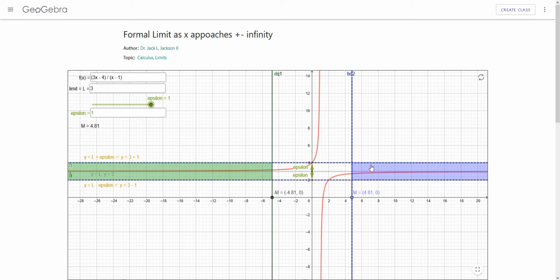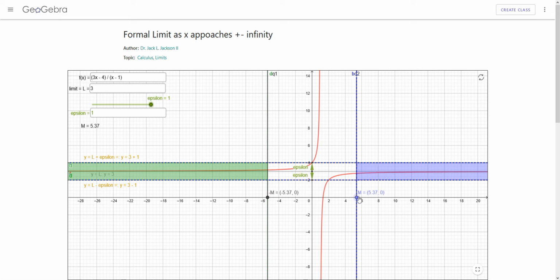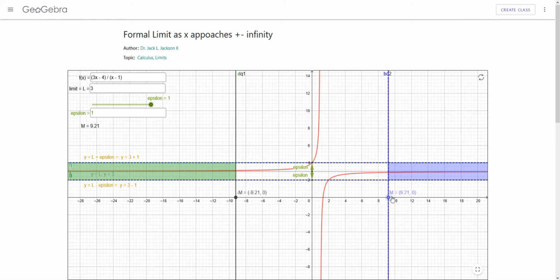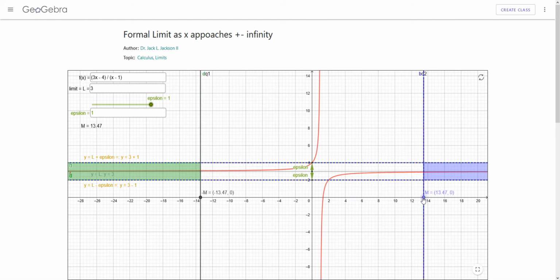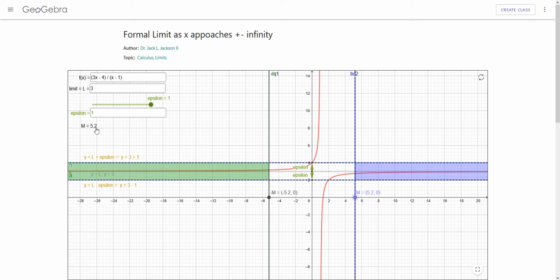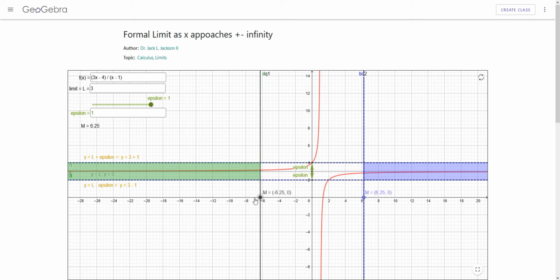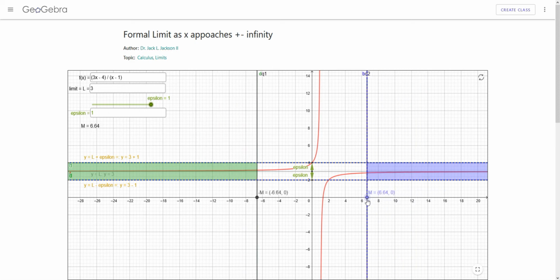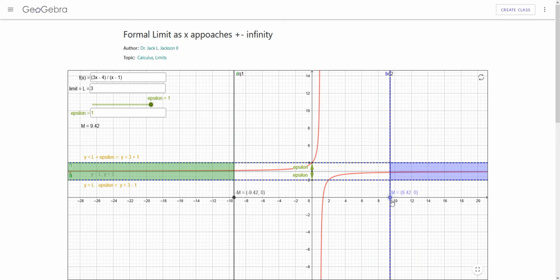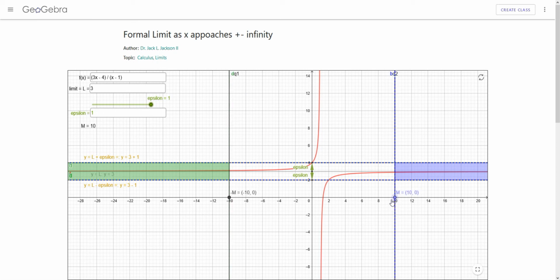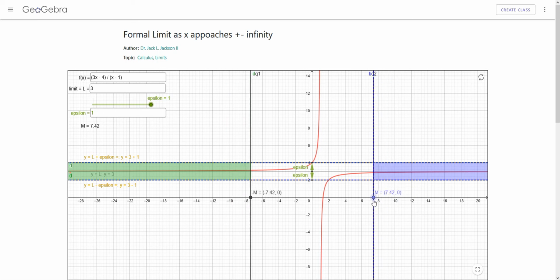If we're looking out to the right of m, here's m. I can adjust it by sliding this point here. That's how we do this one, by moving this point, which determines the value of m. And so if we want to do the right end behavior, then we're talking about the limit as x goes to infinity.